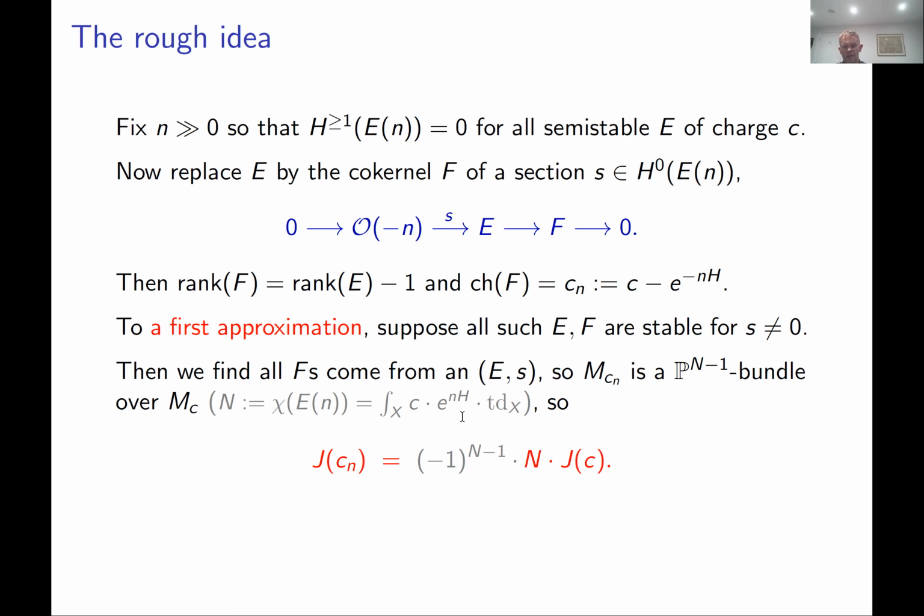So what you find is that the DT invariant counting F's, by taking Euler characteristic, is just the Euler characteristic of that projective space. So that's this topological number n, times the Euler characteristic of the base, so the DT invariant counting the E's. So what you end up finding is just what we're after. We've just expressed the DT invariant in rank R, say, the DT invariant counting E's, in terms of the DT invariant of lower rank counting the F's.